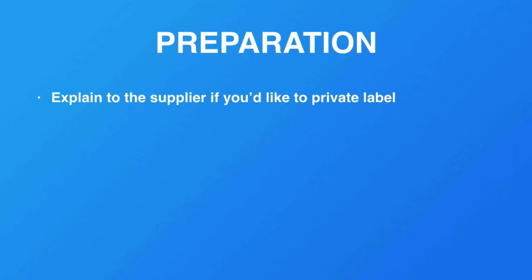All right. So in order for you to have a successful venture with your supplier, there are a few things that you need to know before you start making your own product or your own design. First of all, you will need to explain to your supplier what you would like to accomplish. Take, for instance, if you want to do some private labeling, you want to explain that to your supplier.